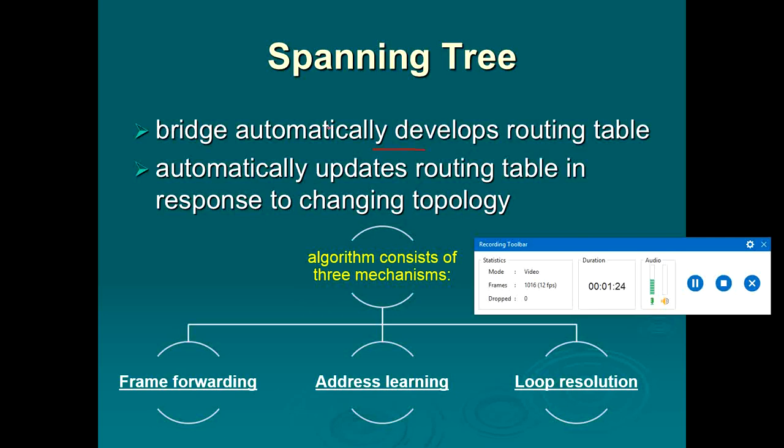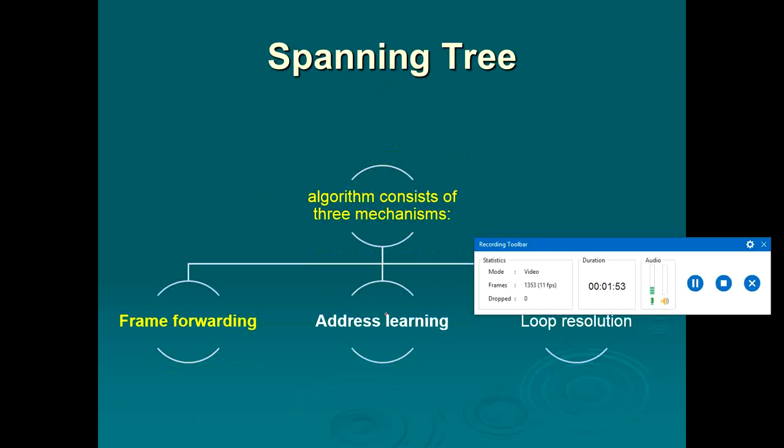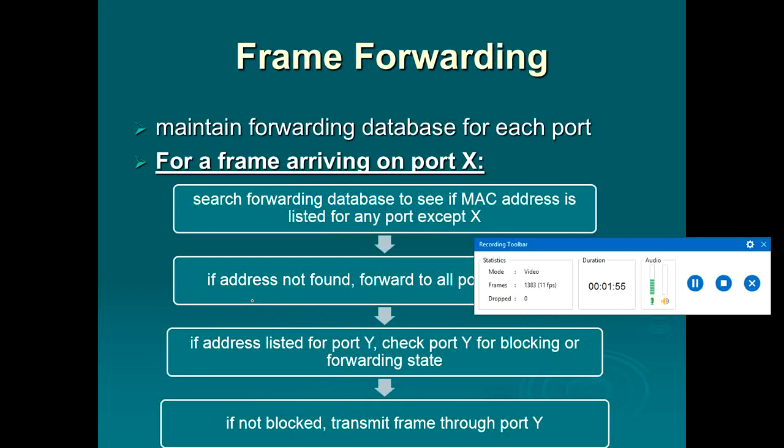The spanning tree algorithm consists of three mechanisms. The first one is frame forwarding, the second one is address learning, and the third one is loop resolution. We are going to talk about these three mechanisms in detail. So let's first talk about frame forwarding, then address learning, and the last one we will talk about is loop resolution. So let's start with frame forwarding first.